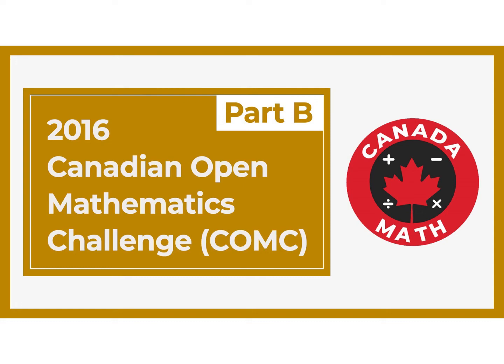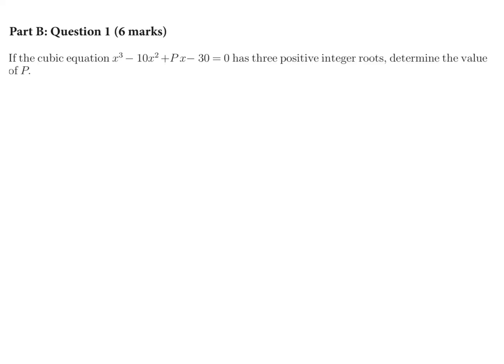2016 Canadian Open Mathematics Challenge, Part B. If the cubic equation x to the power of 3 minus 10x squared plus px minus 30 equals 0 has three positive integer roots, determine the value of p.